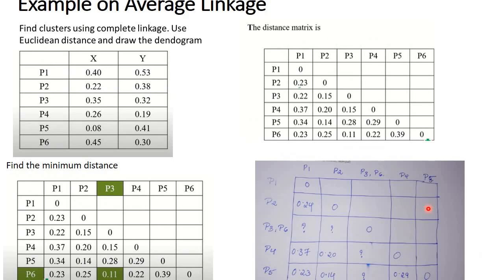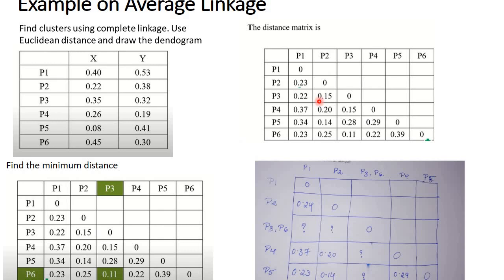Now how about average linkage? In the average linkage also, there is a typo once again. This is find clusters using average linkage. This will be rectified in the PPT. Find clusters using average linkage. So this is the data given. Once again, I have to find the distance matrix by the application of Euclidean distance.